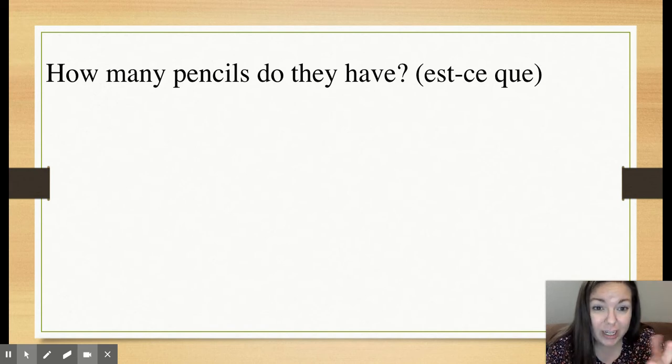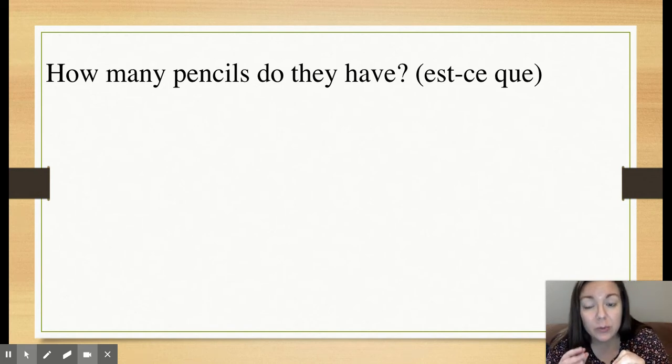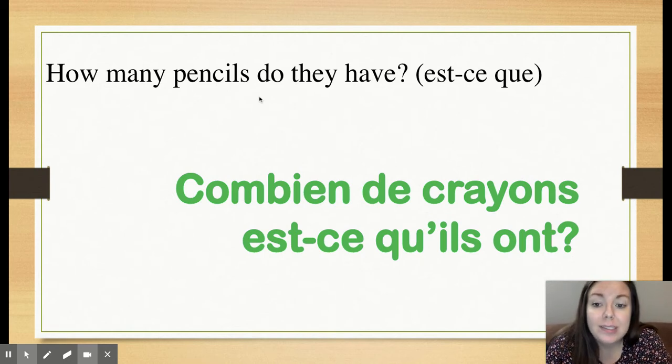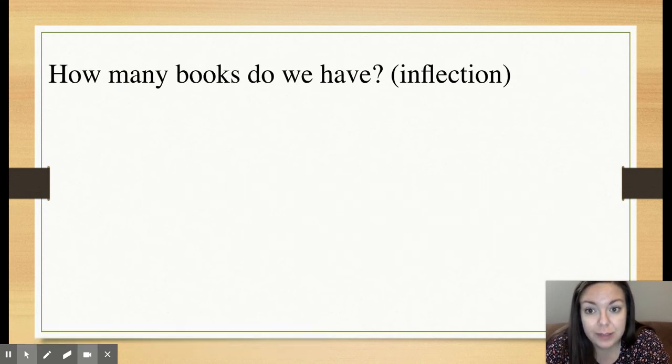So now it's that same question, but with est-ce que. So go back to your notes if you need to. Look at where that est-ce que goes in relation to that how many pencils. Okay, pause. Combien de crayons est-ce qu'ils ont? So we always start with the question phrase. Combien de crayons is our question word. Est-ce que is now our question word that goes in the middle. And then that que became qu'.